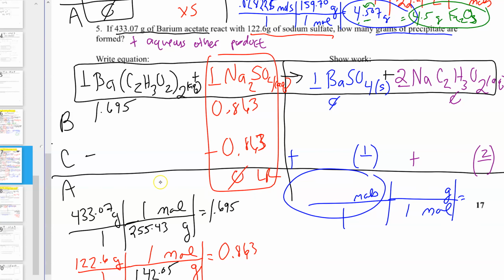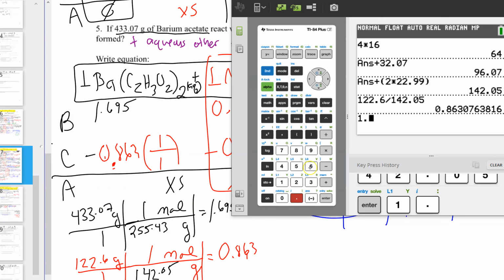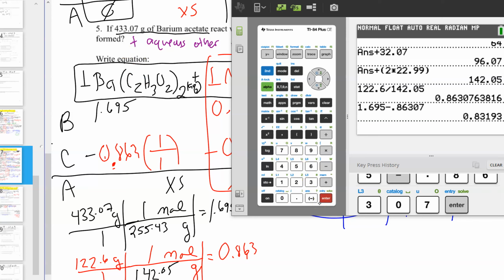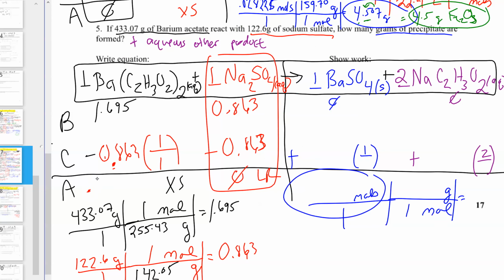That means over here, as my double check, this should be excess left over. So how much of this am I using up? I'm using up 0.863 times the ratio, which is just 1 to 1 here. So if we have 1.695 minus 0.86307, let's give some more sig figs there, we're going to have 0.8319 left over, and that is excess, okay? So that means I've done it right, picked the right thing.